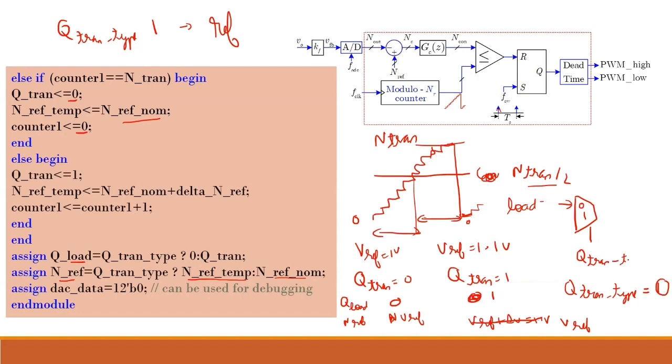This is Qtran type. If I want load transient to occur, I will give Qtran type 0, and the signal Qtran will be assigned to Q load. But if I don't want load transient, then I will give Qtran type to be 1. And if Qtran type is 1, then Q load will always get a value 0.